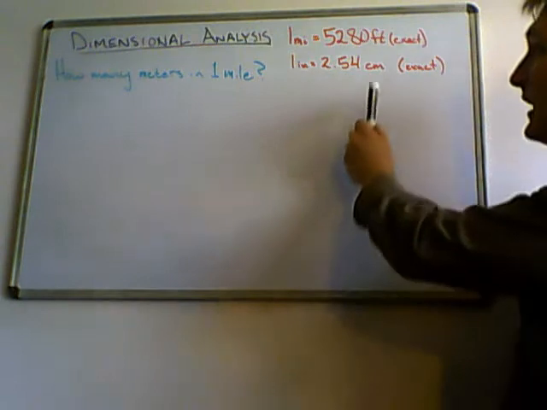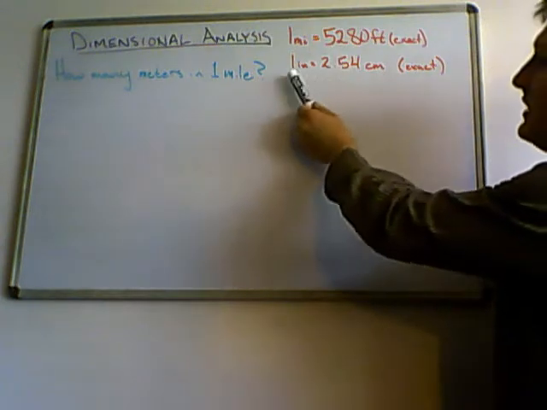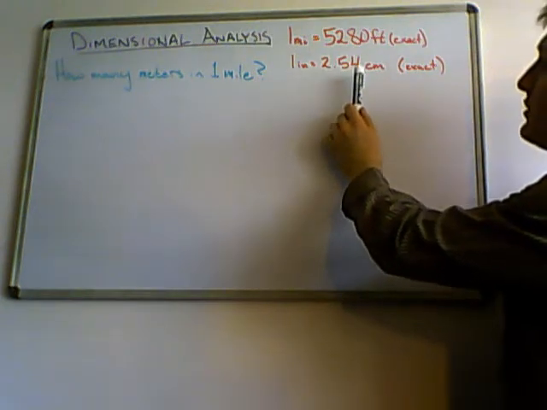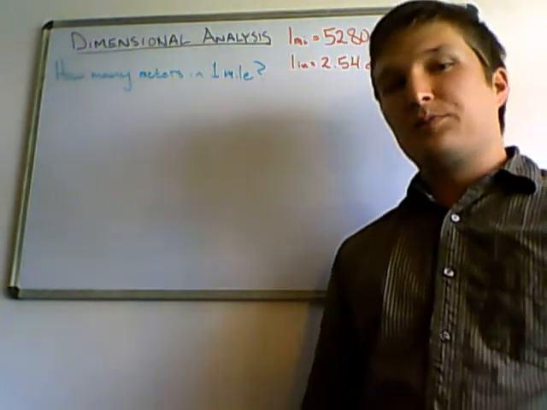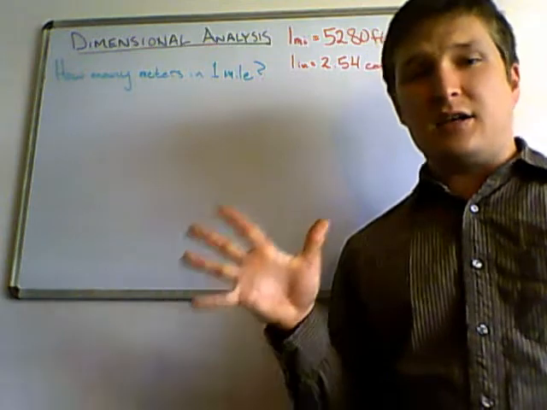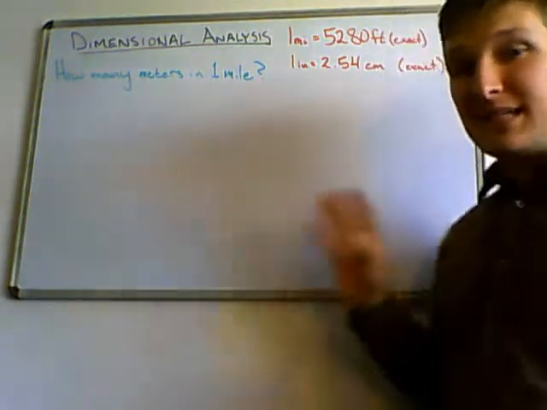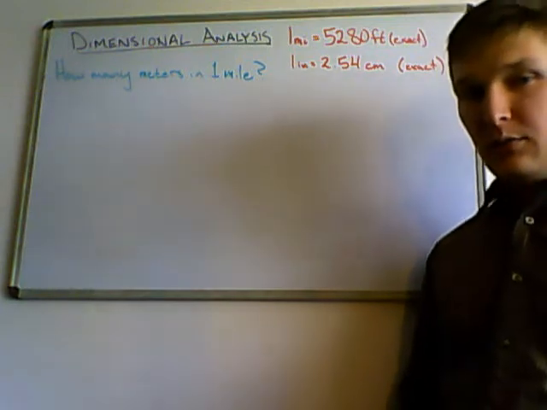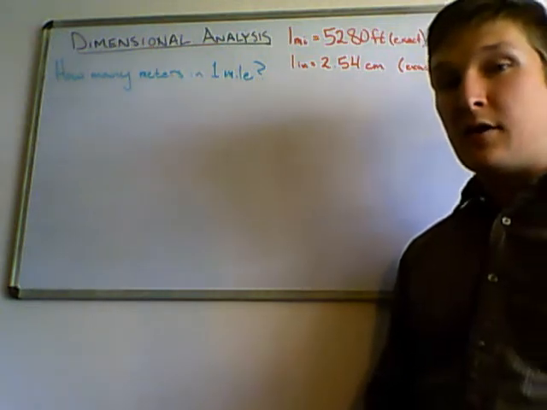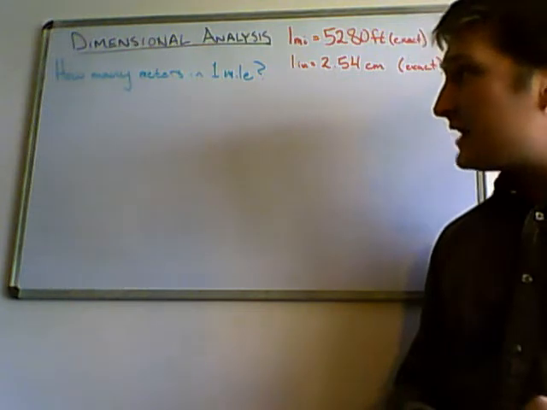But when you have exact measurements like this, like 2.54 centimeters, that is defined to be 1 inch. So that's just like saying 5 fingers on a hand. If it's exact, then we don't need to worry about significant figures. So we'll get into that more later on. So let's take this example here.